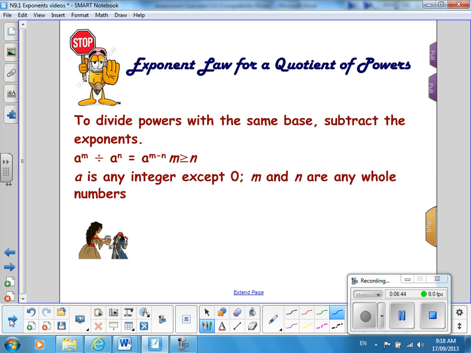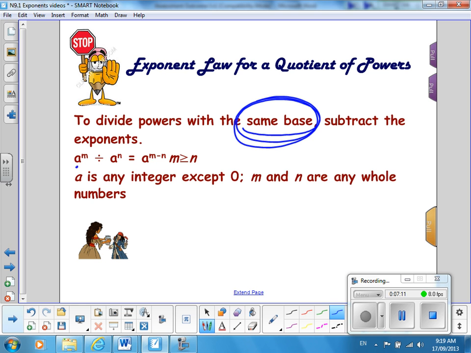So our exponent law for a quotient of powers is to divide powers with the same base. And again, it has to be the same base so that we can divide them out to get 1. We subtract the exponents. So a to the exponent m divided by a to the exponent n equals a to the exponent m minus n. And in grade 9, we are going to make sure that m is larger or equal to n.